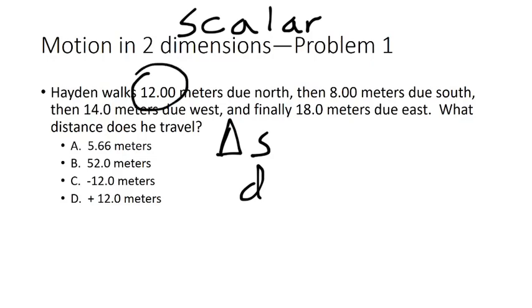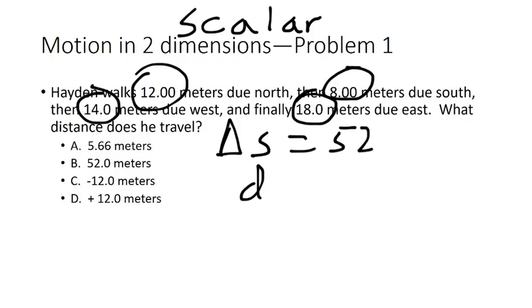So Hayden travels 12 meters, 8 meters, 14 meters, and 18 meters. The direction he travels those distances in doesn't matter. So we simply add those up, 12 plus 8 plus 14 plus 18, and we end up with a total distance traveled, or delta S, of about 52 meters.